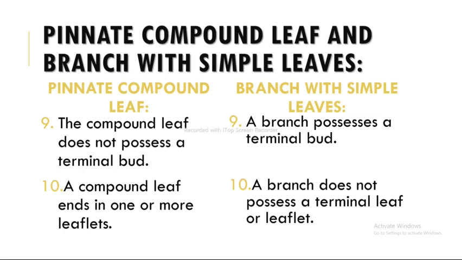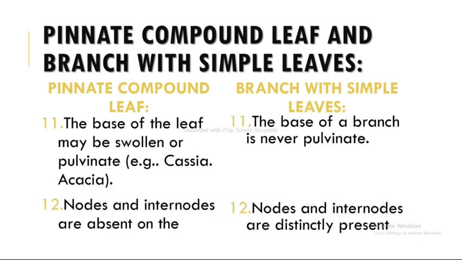In pinnate compound leaf, a compound leaf ends in one or more leaflets, but in the branch with the simple leaves, a branch does not possess a terminal leaf or leaflet. In pinnate compound leaf, the base of the leaf may be swollen or pulvinate, for example in Cassia acacia. But in the branch with the simple leaves, the base of a branch is never pulvinate.